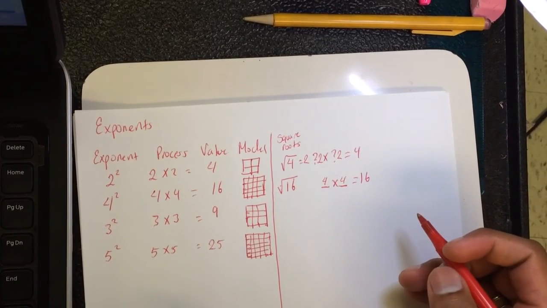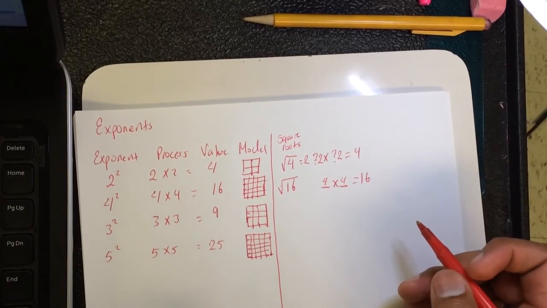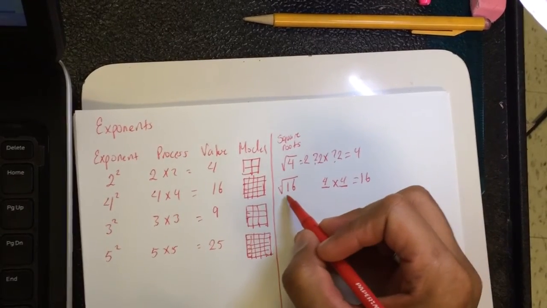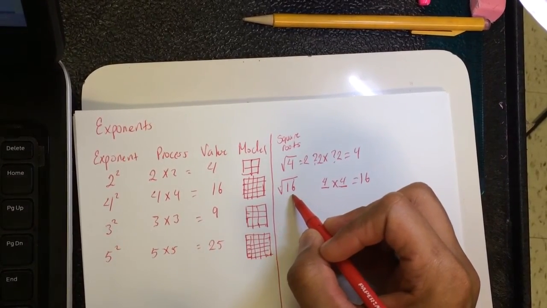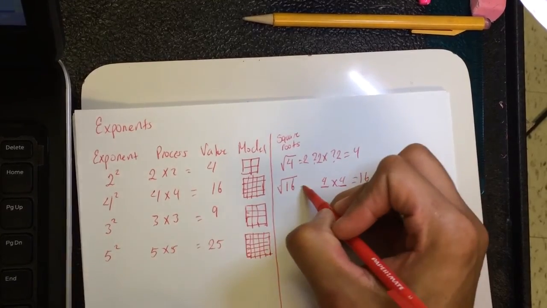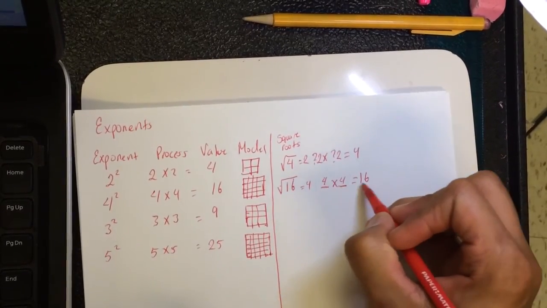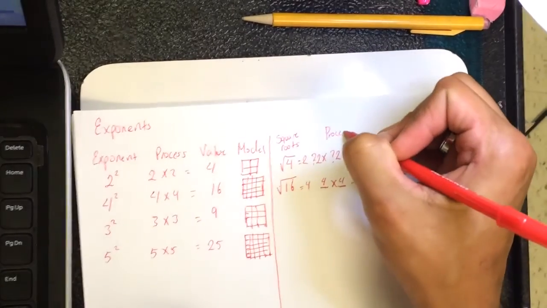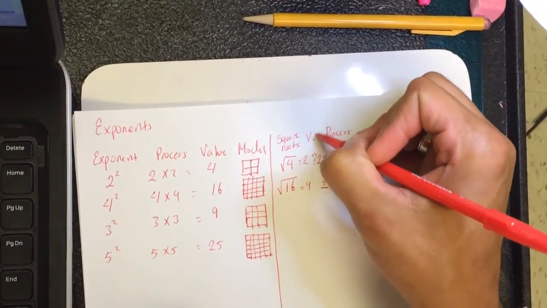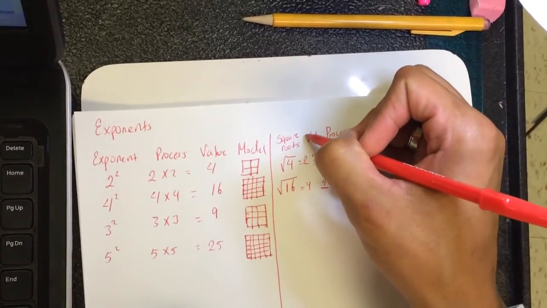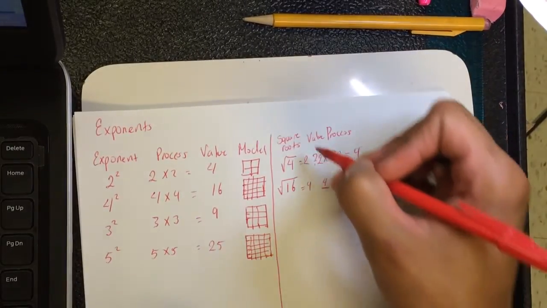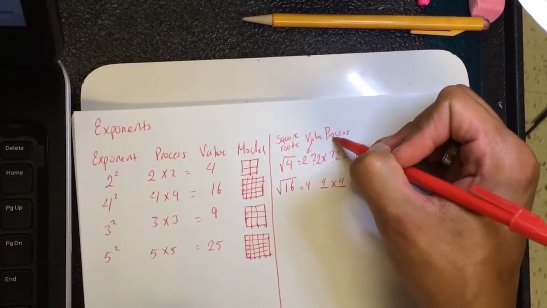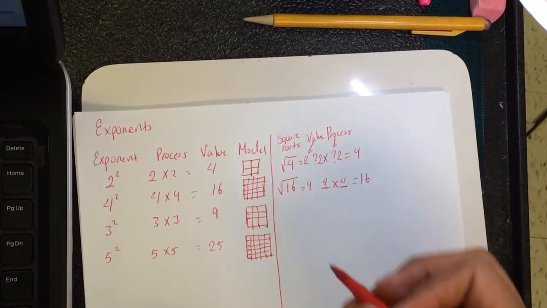So listen up. Let's go back to this one. We had 16. What is the square root of 16? 4, because 4 times 4 gives me 16. This is the process right here, and this is the value. That's the value. That's the process. So again, let's try this one.